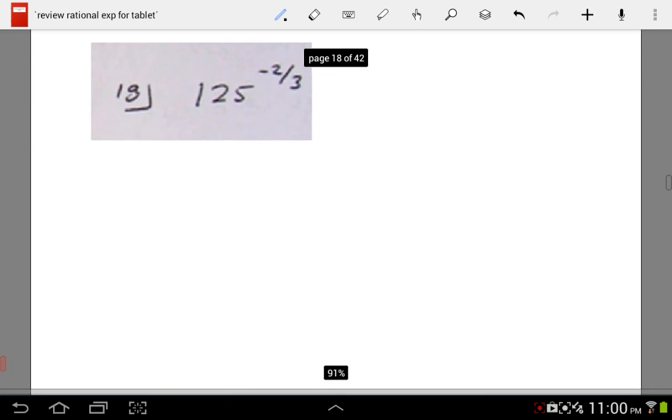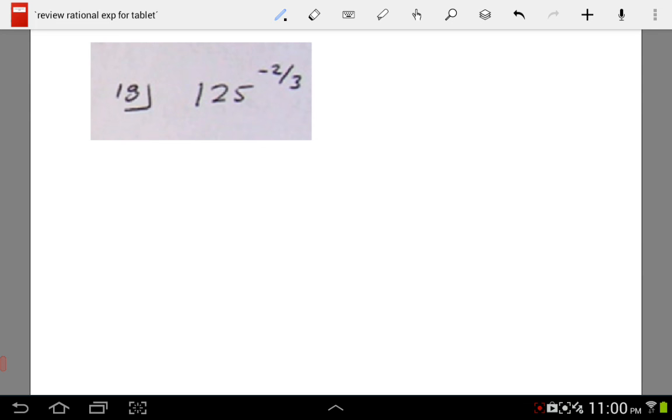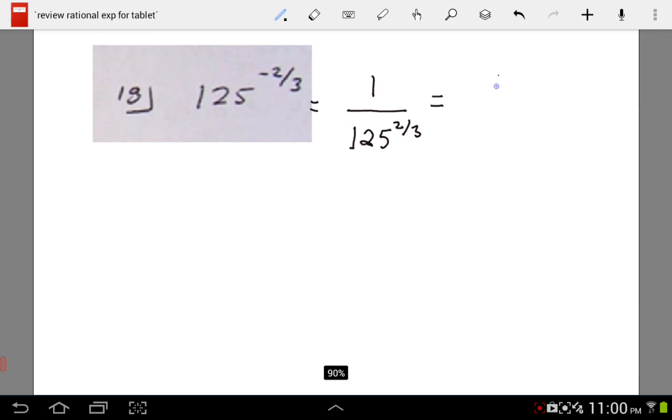Okay, on number 18, we got 125 to the negative 2/3 power. Now I don't like that negative there, so let's make it positive before we evaluate that. So let's do it as 1 over 125 to the positive 2/3. Now let's evaluate it since it's positive. So we'll do 1 over, now 125 can be written as 5 to the 3rd power. Now with the 3 to the 2/3, we're multiplying the exponents, so we can cancel those out. And we're just left with 5 squared in the denominator, so that's just 1 over 25.